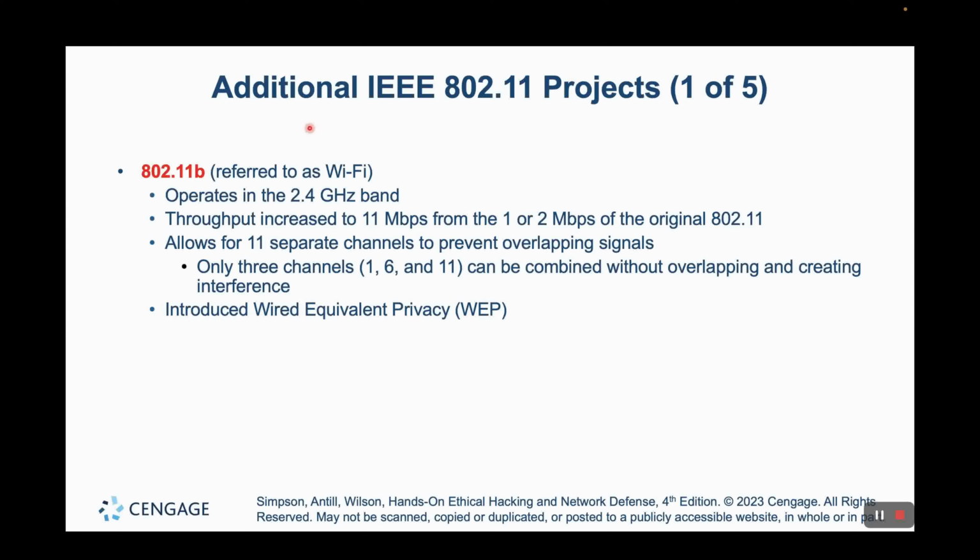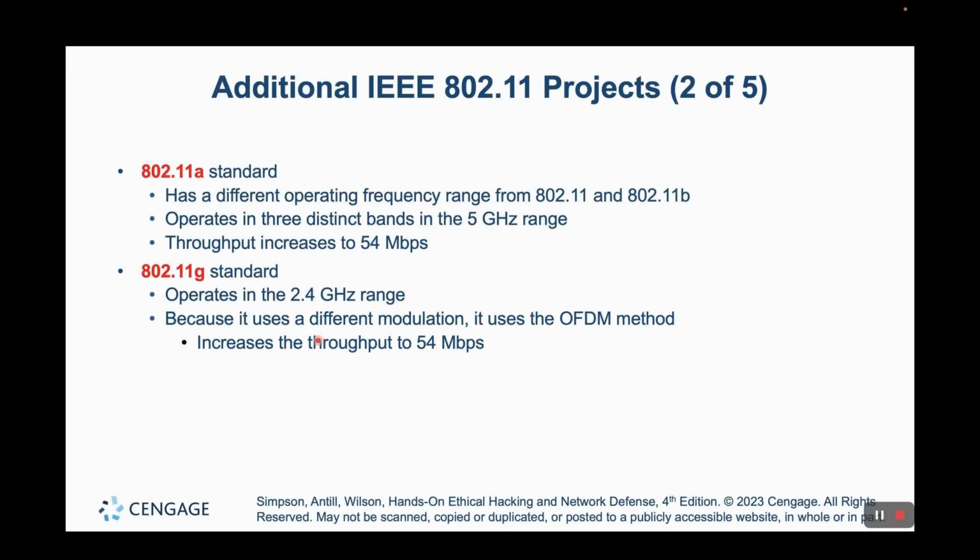Now, there are additional IEEE 802.11 projects. The B one operates in the 2.4 gigahertz band, very slow speed, and allows for only 11 separate channels, with 1, 6, and 11 used to prevent overlapping signals. And they introduced Wired Equivalent Privacy, the WEP, which is something we will talk about later on.